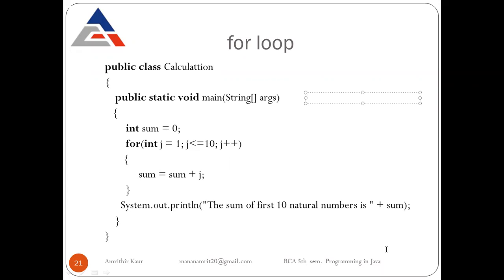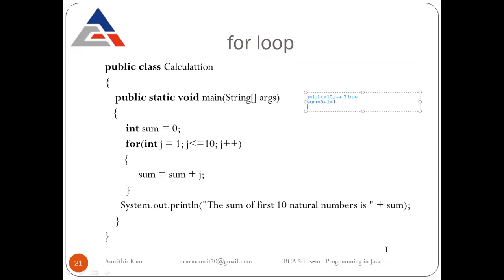Initially we have j equals to 1, and 1 is less than or equal to 10, and j plus plus means our j now becomes 2. 1 plus 1 is 2. So the condition is true because 1 is less than or equal to 10. So inside the body, sum equals sum plus j. The value of sum is 0 and our j value now is 1. So the value stored after addition in sum is 1.